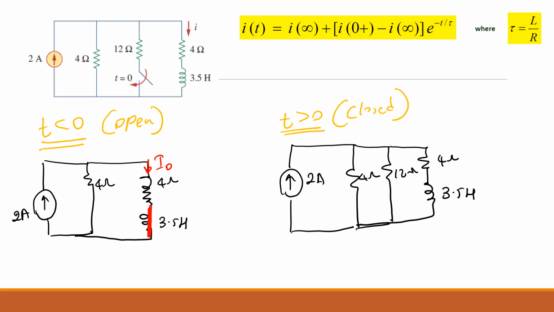Current division rule: 2 amps coming to this node, splitting between 4 and 4. So your I naught is 1 amp. That's simple. Am I right? Equally dividing because it's only two, both the same, isn't it? So you don't have an inductor anymore. It's a short circuit path because the inductor is fully charged. Am I right?